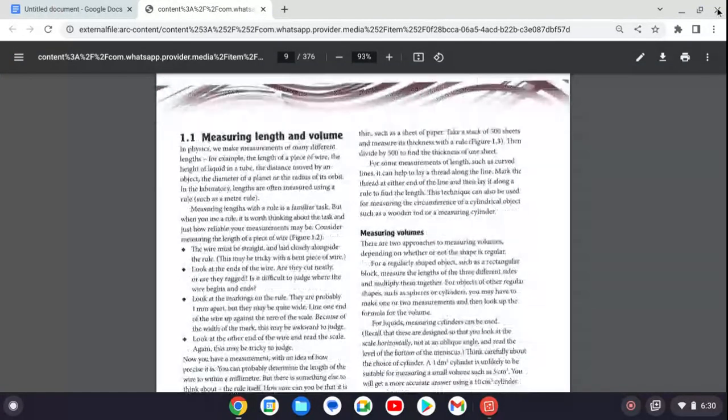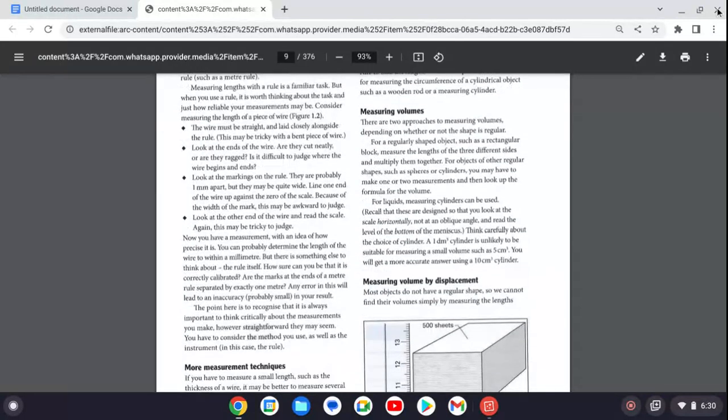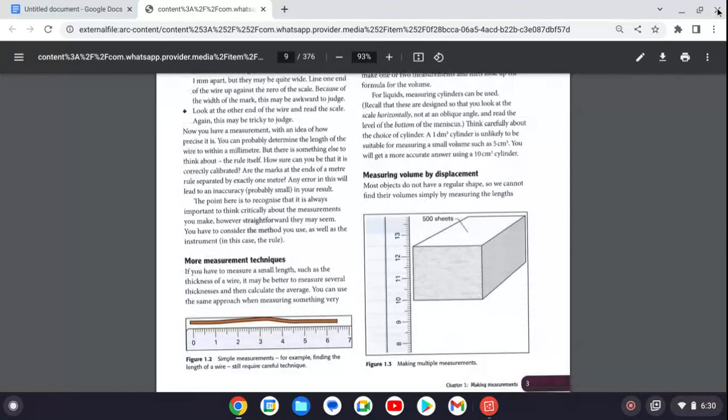Okay, next one is measuring volumes. Basically, there are two types of volume. One is with irregular shape and one with regular shape. For regular shape, you have to measure the length of them. When you multiply length, width and height of the object, which is a regular object, you can get the volume of that object, in solid. And in liquid, we can say that a measuring cylinder can be used. For liquid, you have to measure the volume of the liquid. You can use a measuring cylinder. Okay, measuring cylinders by displacement.